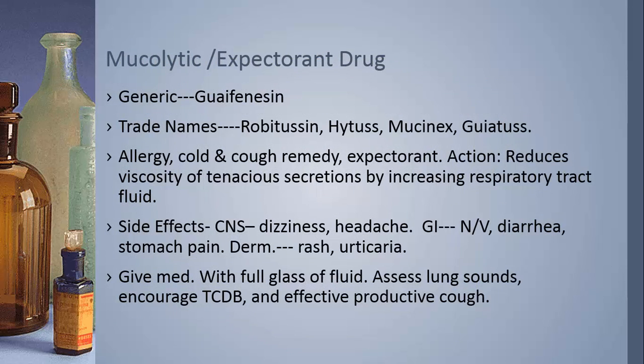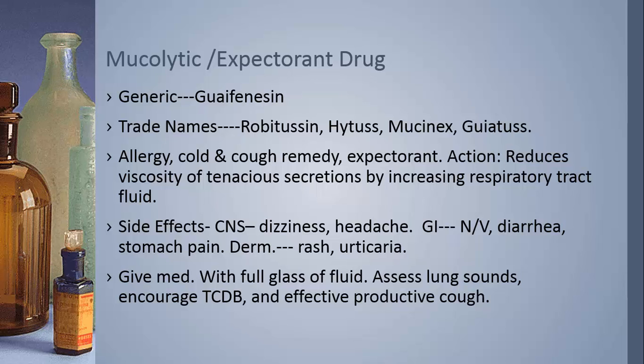Alright, so your mucolytic or your expectorant drugs. Generic would be your guaifenesin. Trade names are Robitussin, Hytuss, Mucinex, and Guaitus. A lot of times you can find these in the mixtures of your allergy, cold, and cough remedies. They are expectorants. Some you can get just by themselves. Action is to reduce the viscosity and tenaciousness of the secretions by increasing respiratory tract fluid, and so that makes them not as thick, so they're easier to cough up.